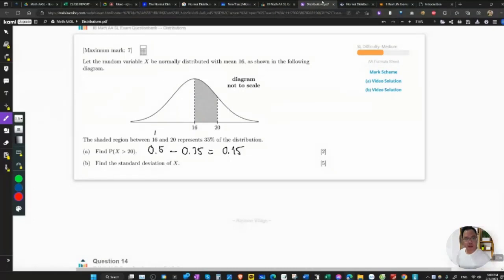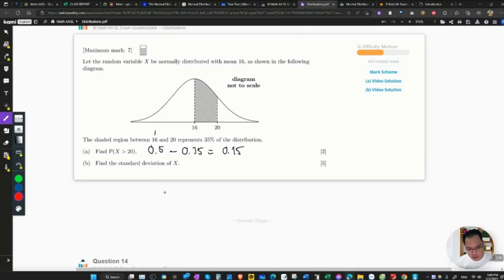Okay. The question B, find the standard deviation of X. This is a question that we have to use the standardization method. Because there is no other way that we can find it, such as using the inverse normal. Okay, we have the value 20 here. Let's assume the standard deviation is sigma.